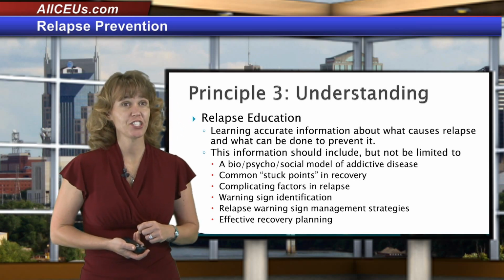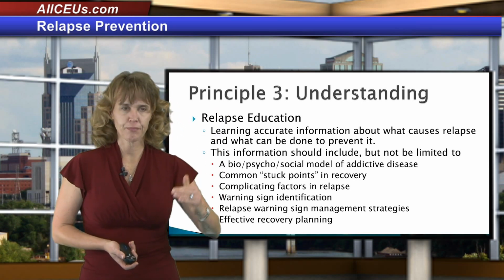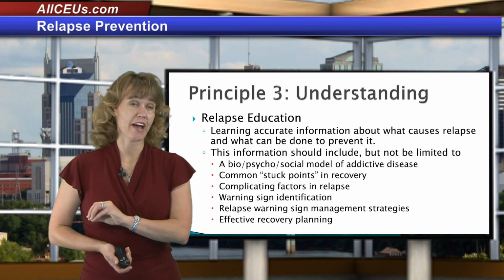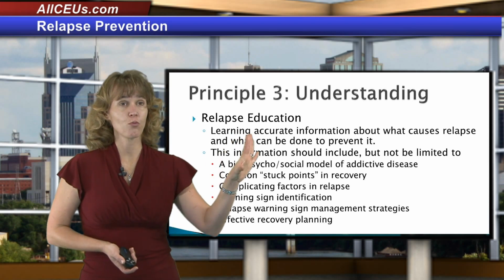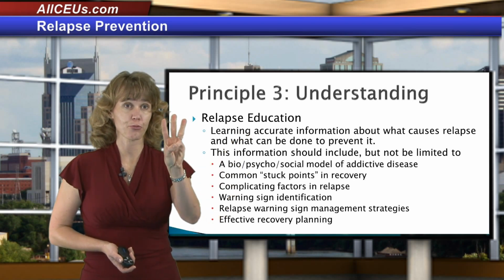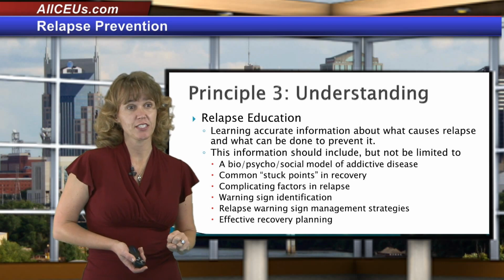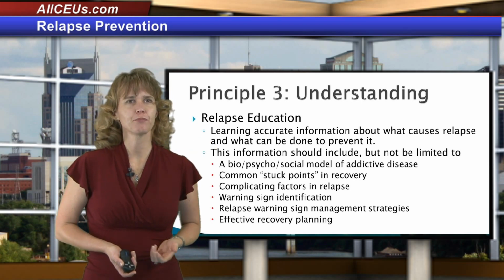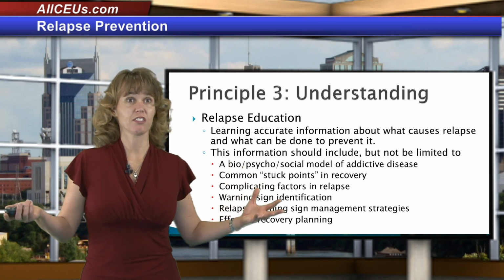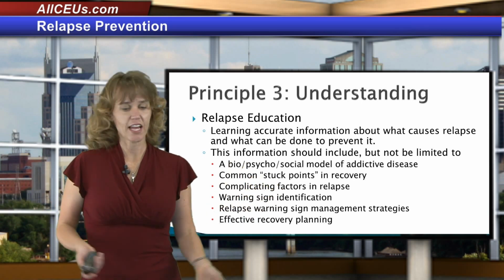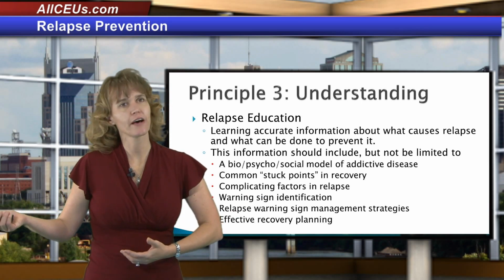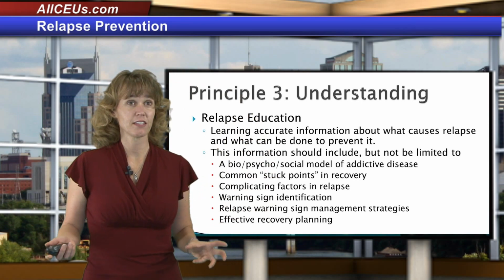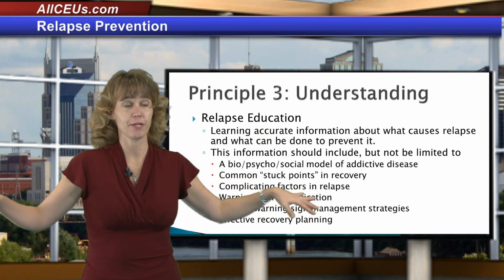Warning sign identification. Have them keep a running list. Relapse warning sign management strategies. Remember I said for every warning sign or every trigger, there should be 3 management strategies. And what is effective recovery planning? We need to educate about what it looks like. Just saying you're going to go to support meetings? No, that's not effective recovery planning. We need to attend to the whole person and their support system and environment.